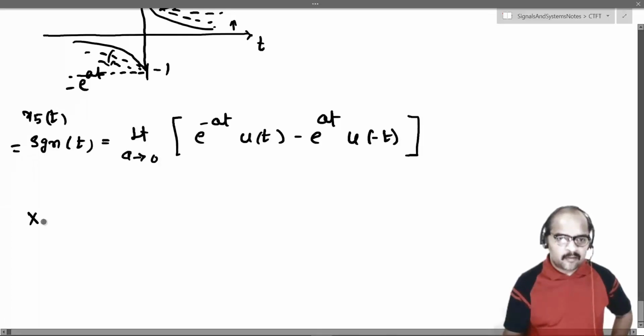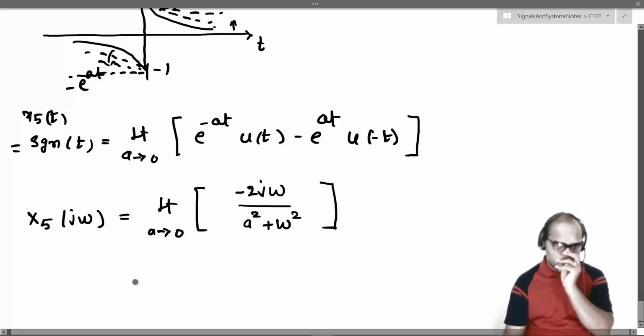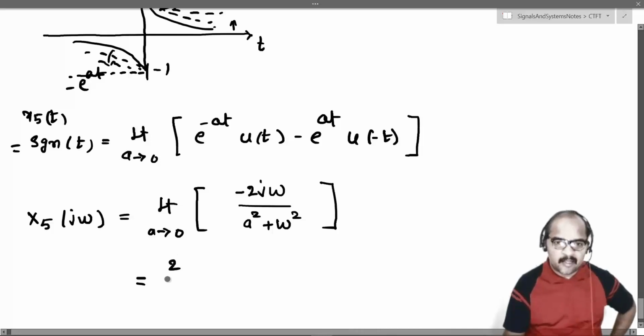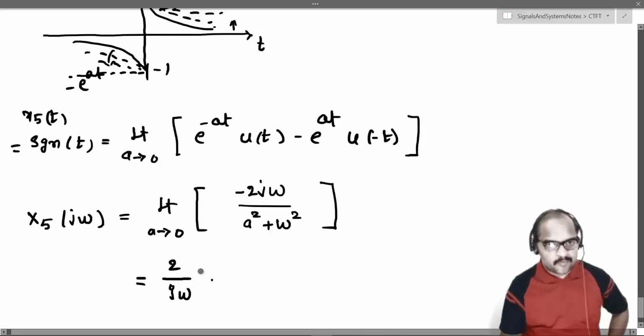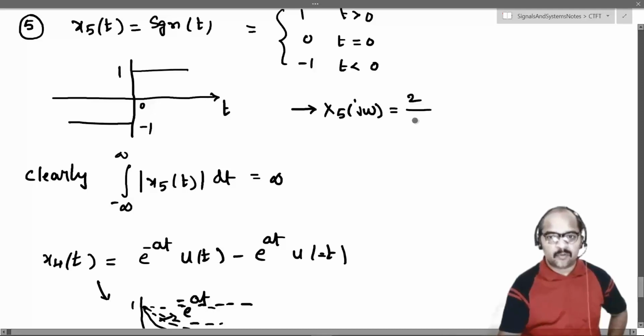Let us write down what x5 of j omega is. That turns out to be limit a tends to 0. For this signal we already got the Fourier transform. How much is that? Minus 2j omega divided by a squared plus omega squared. So when a tends to 0, you can write this as 2 by j omega. So what does it mean? The Fourier transform of the signum function is 2 by j omega. So this signal will have x5 of j omega equal to 2 by j omega.